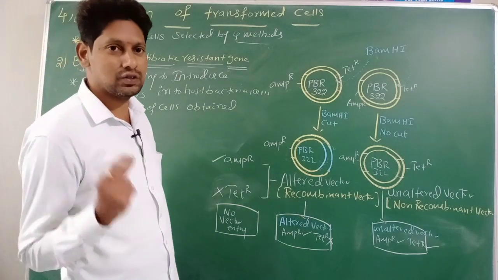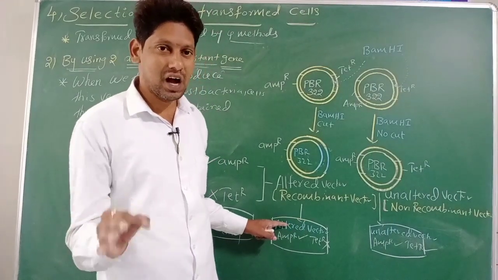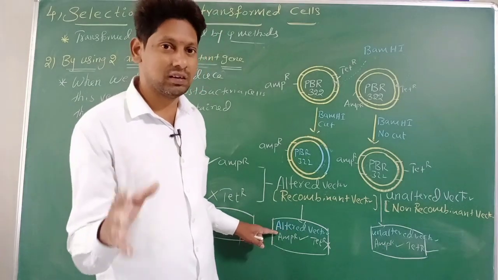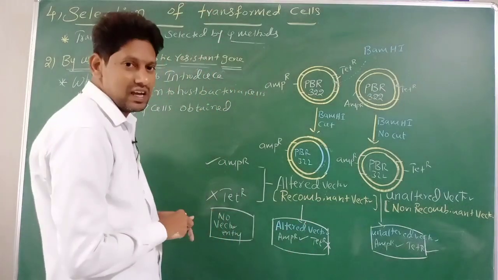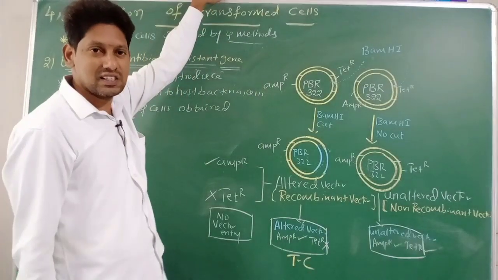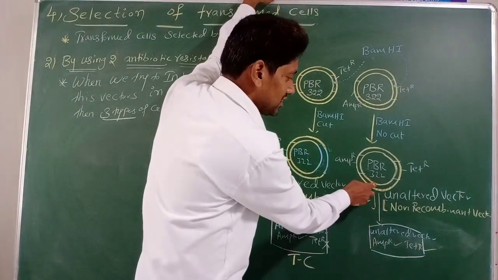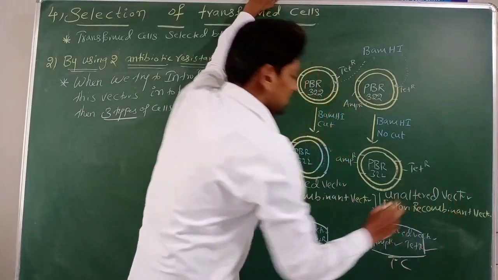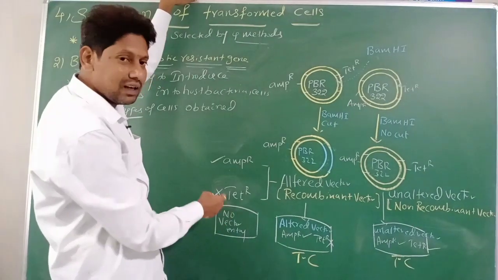Is it okay? Now you tell me, this host bacterial cell has taken up the vector, taken up DNA, yes or no? It means it has undergone transformation. Therefore, this is a transformed cell. This host bacterial cell has taken up the vector, has taken up the DNA. Therefore, this is also a transformed cell. But this has not taken up a vector. This has not taken up the DNA.